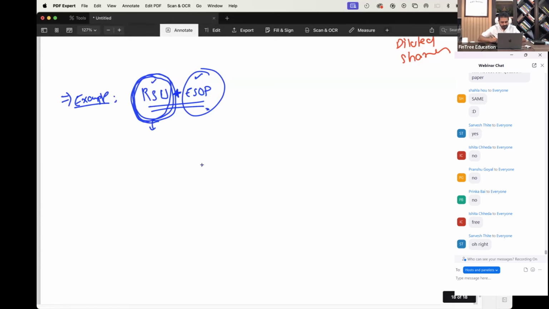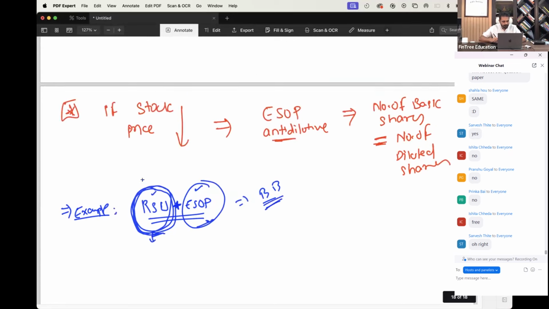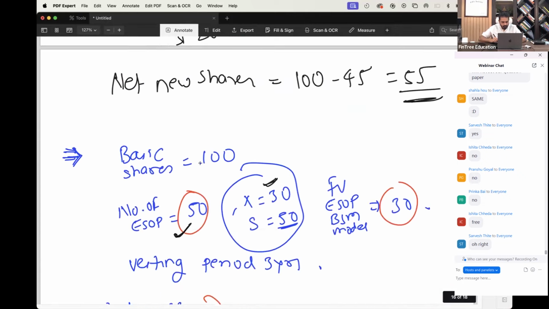Is this okay? If you want to see that particular example, and if you have access, just watch the Blue Boxes videos on the FinTree portal. I have solved that particular example as well, so that will give you some clarity. All right, so that's out of our way.